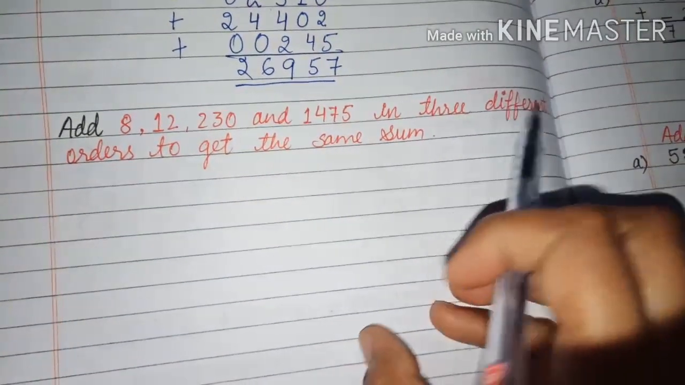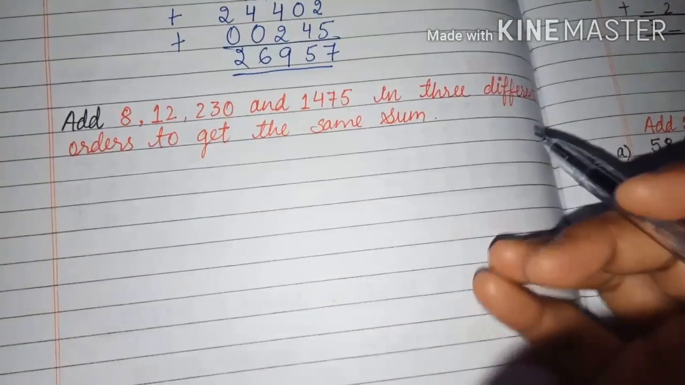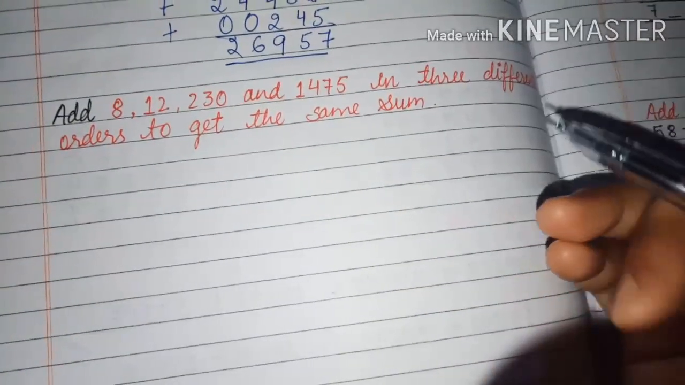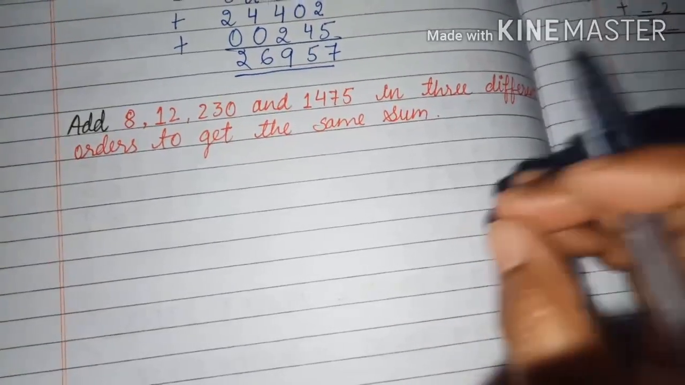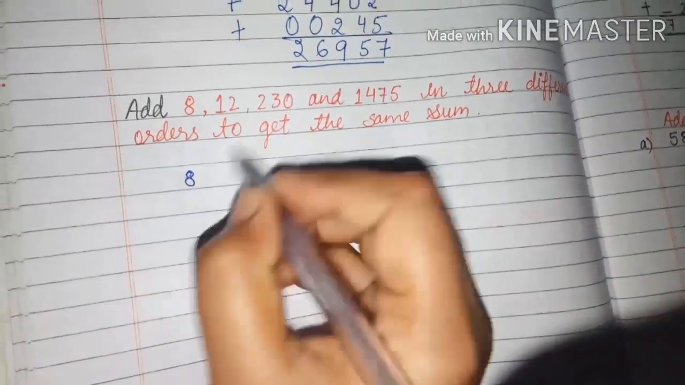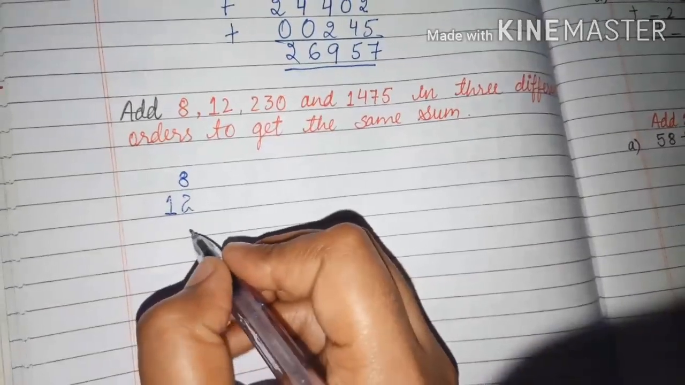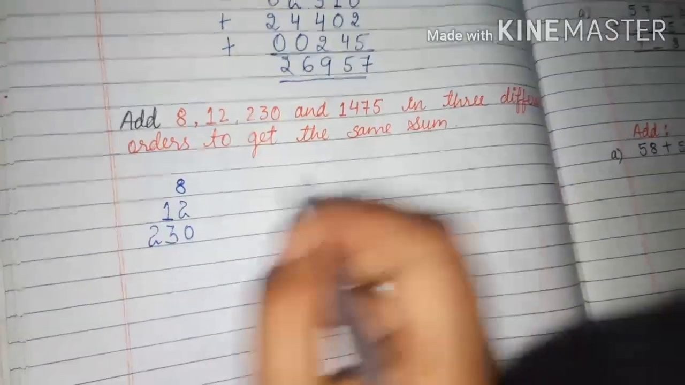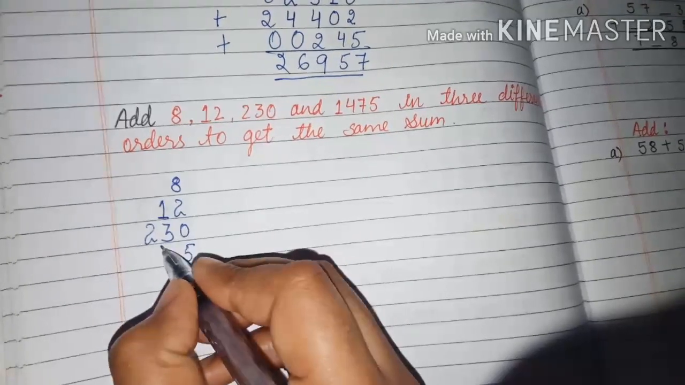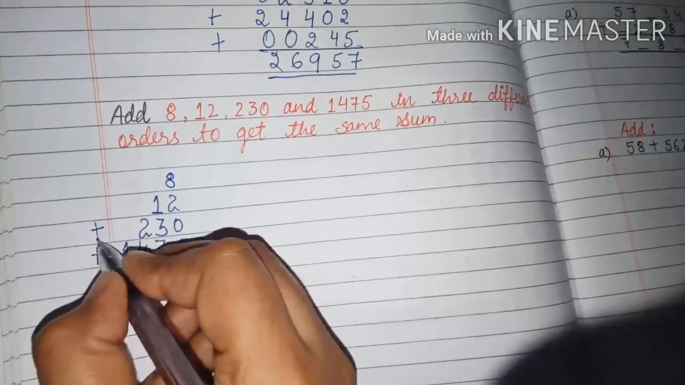Now next type of questions is add 8, 12, 230 and 1475 in 3 different orders to get the same sum. So I will be using 3 different orders so that it verifies our statement that if we are adding any of the numbers in different orders, the result will be same. So let's start. So first of all I am writing 8 and then I have to write 12, so 2 and 1. Then I have to write 230. So first of all I will write the ones digit, then tens digit, and then hundreds digit. Now I will write next number 5, 7, 4 and 1. Okay, now I will add these numbers.